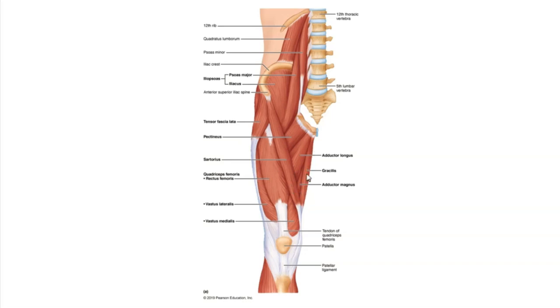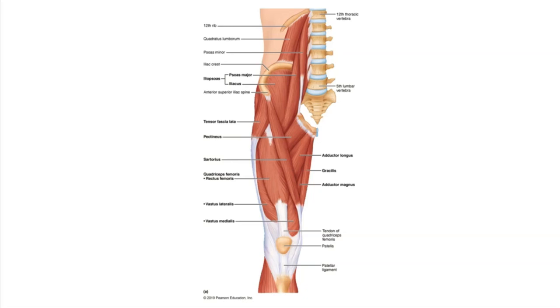Looking at the medial thigh, we have another long, thin, strap-like muscle on the medial side of the thigh. That's called the gracilis muscle here. And because of its position on the thigh, the gracilis muscle, when it contracts, it serves to adduct the thigh or flex the thigh when it contracts.